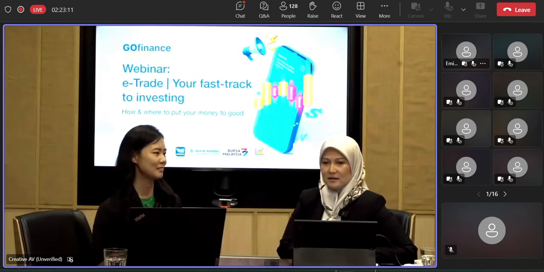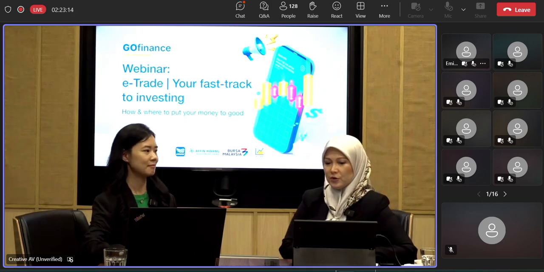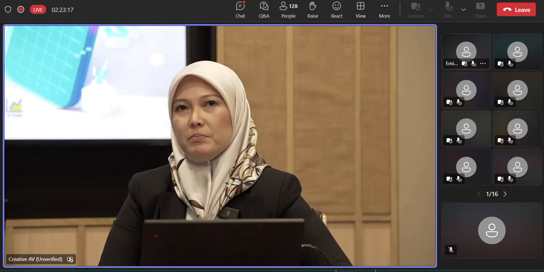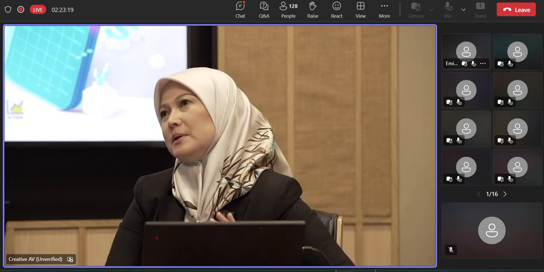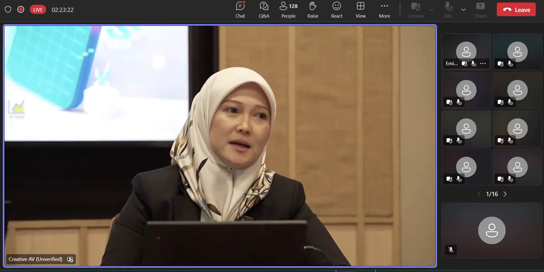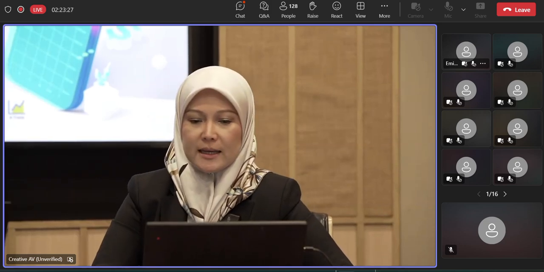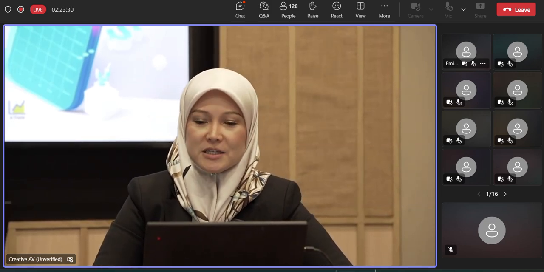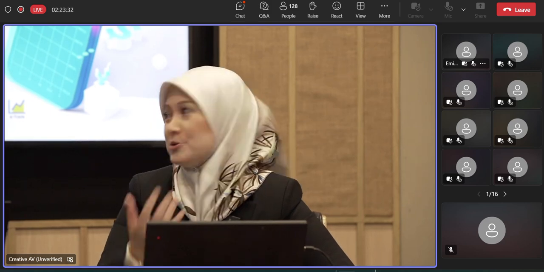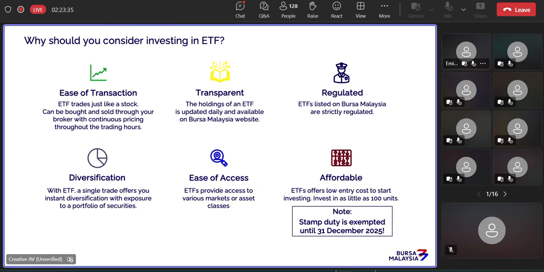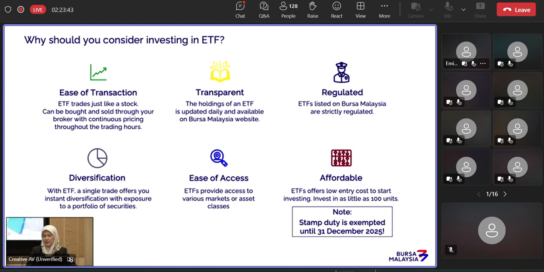Okay, ETF generally is suitable for new beginners or new investors. So investors can invest without needing to monitor their investment every day or every week. Because ETF is normally for the long term, and ETF has all the advantages of a unit trust fund, and usually better. For example, ease of transaction, which means that ETF trades just like a stock. So it can be bought and sold through your broker with continuous pricing throughout the trading hours. So you can trade on a daily basis.